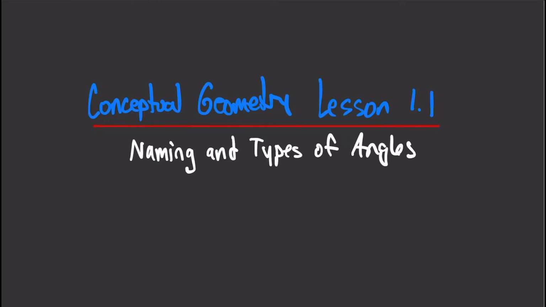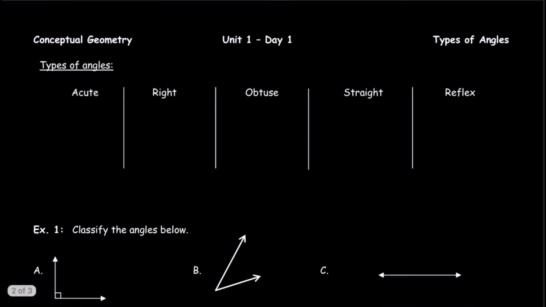Hello everybody, welcome to Conceptual Geometry, Lesson 1.1, the first lesson of the year, naming and types of angles. All right, there are 5 types of angles that we are going to talk about. The first one being acute.